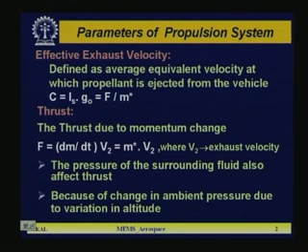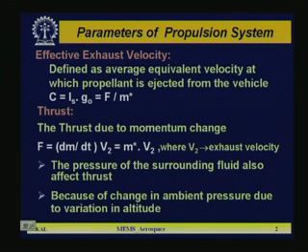Effective exhaust velocity, this is another parameter defined as the average equivalent velocity at which propellant is ejected from the vehicle and is denoted by Is dot g naught, which is nothing but F by m star. The thrust due to momentum change is given by F equal to dm/dt into V2, which is equal to m star dot V2, where V2 is the exhaust velocity.